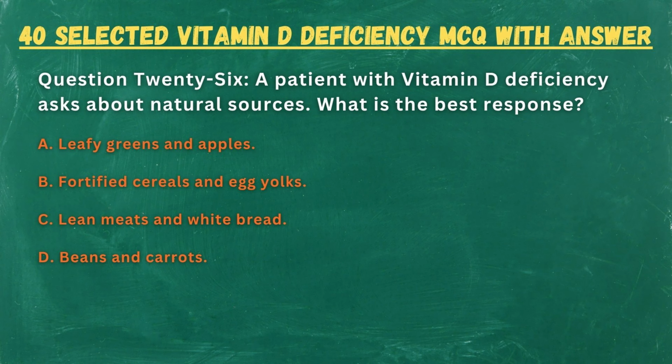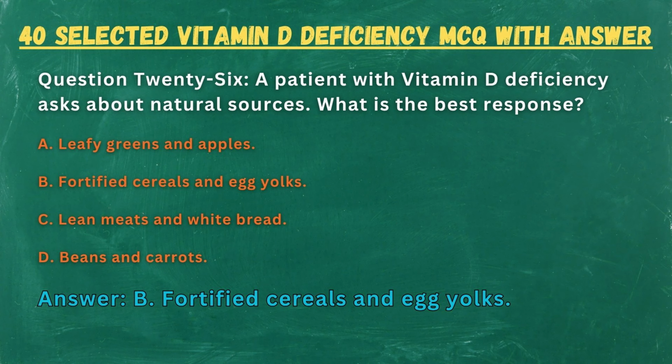Question 26. A patient with vitamin D deficiency asks about natural sources. What is the best response? A. Leafy greens and apples. B. Fortified cereals and egg yolks. C. Lean meats and white bread. D. Beans and carrots.